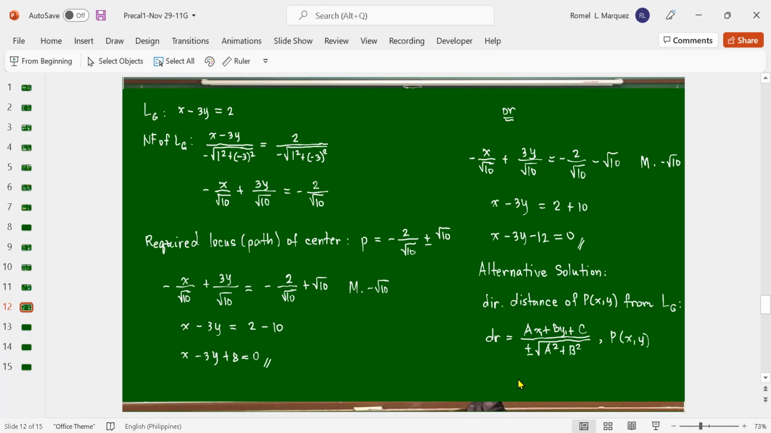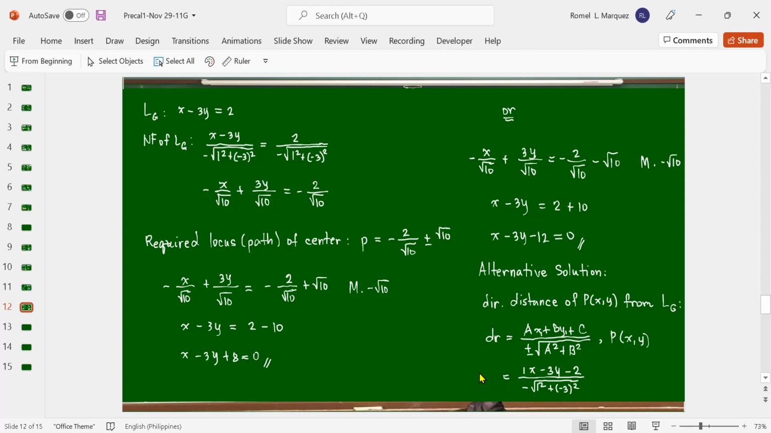Okay? So we have a. What is our a? From the line, we have 1. Our x sub 1 is x. Then minus 3, our b. Y sub 1 is y. And then plus c, minus 2. So that is minus 2, the c. All over, like the sign of a, like the sign of b. B is negative. So square root of 1 squared plus negative 3 quantity squared.